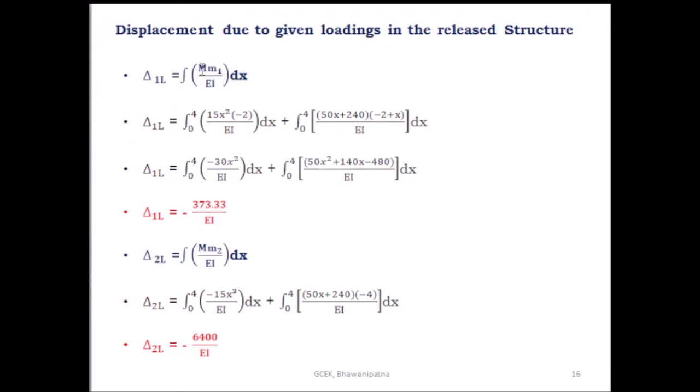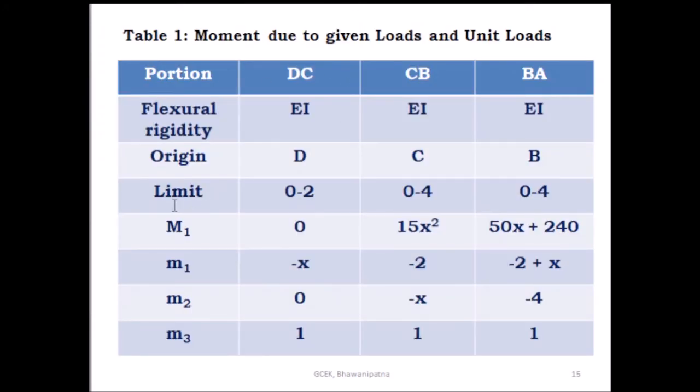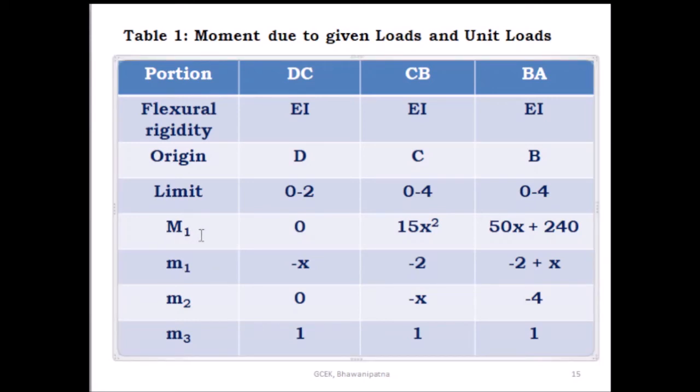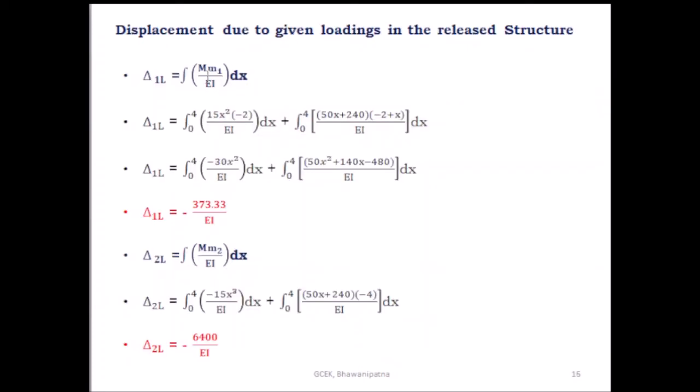So you know here capital M and small m1. This is capital M and this is small m1. This is due to the external loading. This is the moment due to the external loading. This is the moment M due to external loading. This is the moment due to the unit horizontal force. Capital M small m1 by EI into dx.